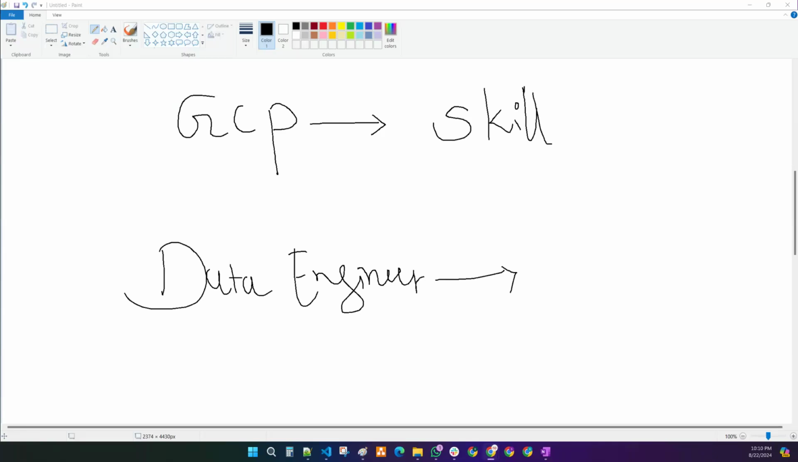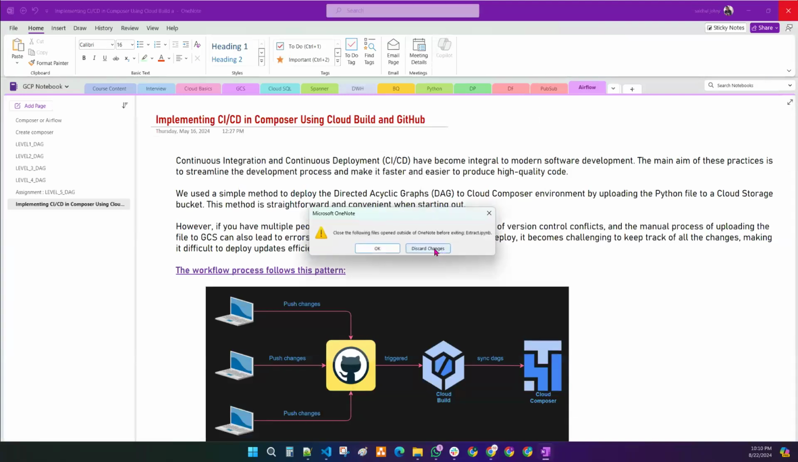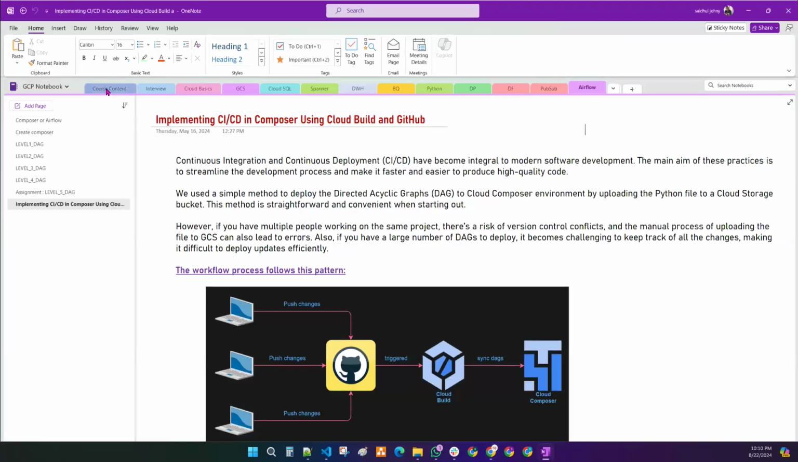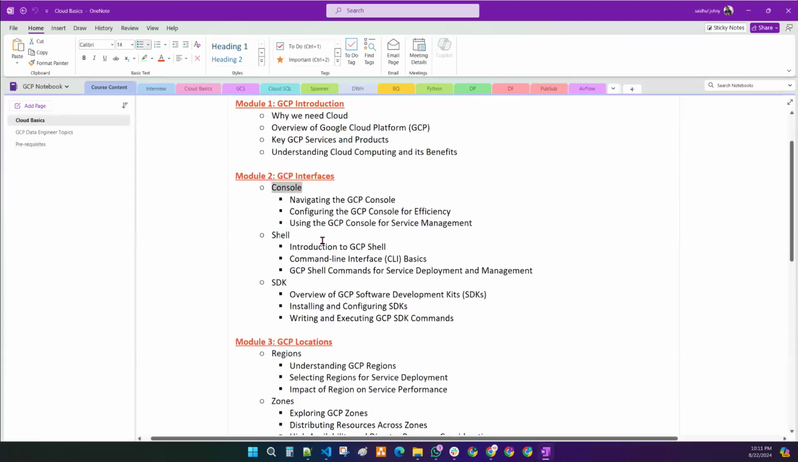Okay. So this is it, guys, for today. And we will see a few more things tomorrow. We are going to start with our interfaces tomorrow, as I told you. So we have the GCP interfaces. I'm going to talk about what is the console, what is Cloud Shell, what is Cloud SDK.